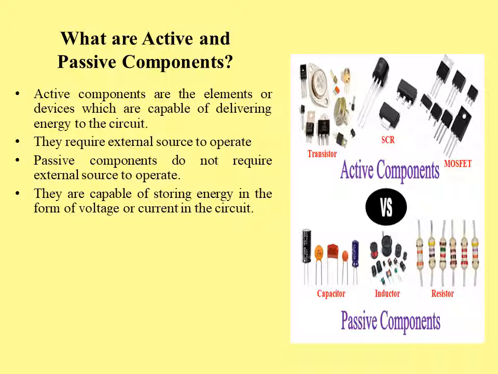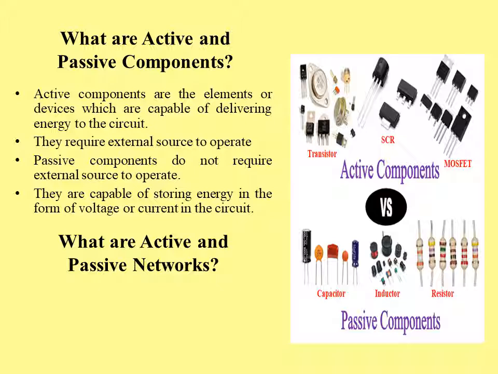In the figure, it is seen that the passive components are capacitors, inductors, resistors. They help active components to deliver energy to the circuit. These are active components: transistors, SCR, MOSFET, diodes. These all are active components and they have a defined task.